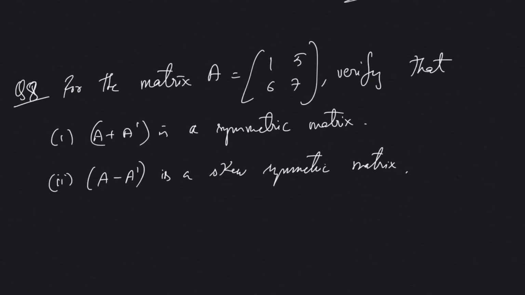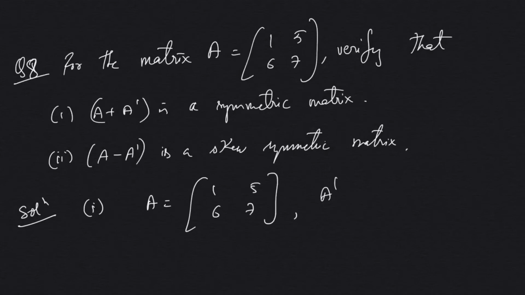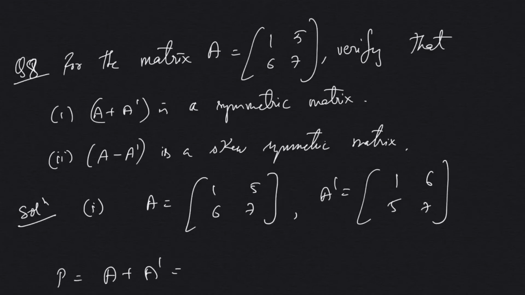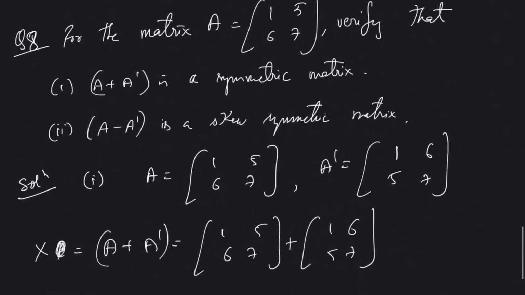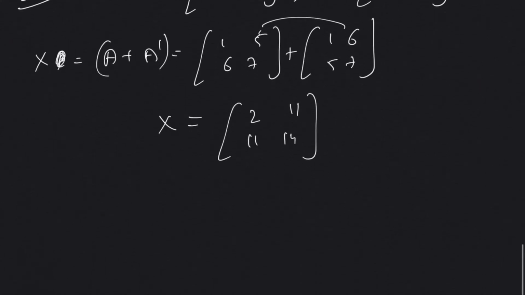Moving on to question number 8. For the matrix A, verify that. Let's do verification of the theorem, that is number 1. A matrix A is given, 1 5 6 7. Let's try to get its transpose: 1 6 5 7. Now the first part is you have to prove that A plus A transpose is symmetric. Let's denote this matrix by X. So let's add 1 5 6 7 plus 1 6 5 7. So 2, 5 plus 6 is 11, 6 plus 5 is 11, 7 plus 7 is 14. Now we have to prove that this matrix X is symmetric.